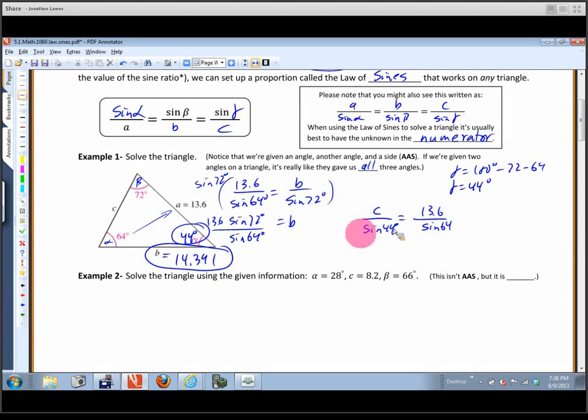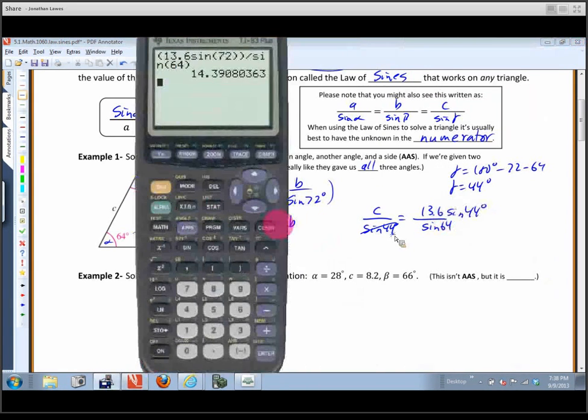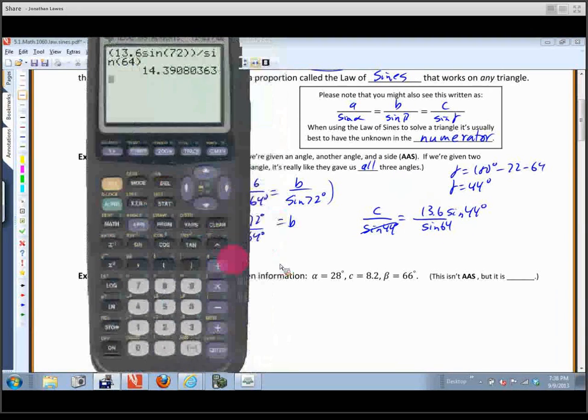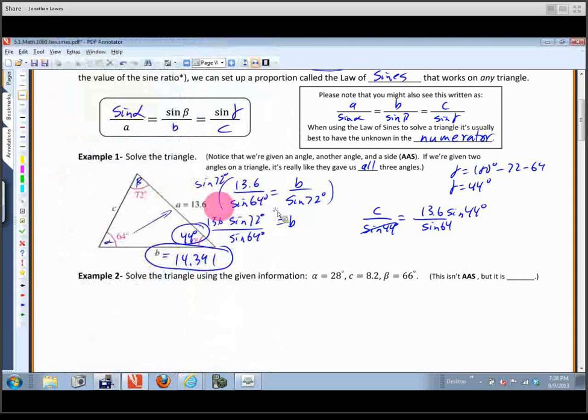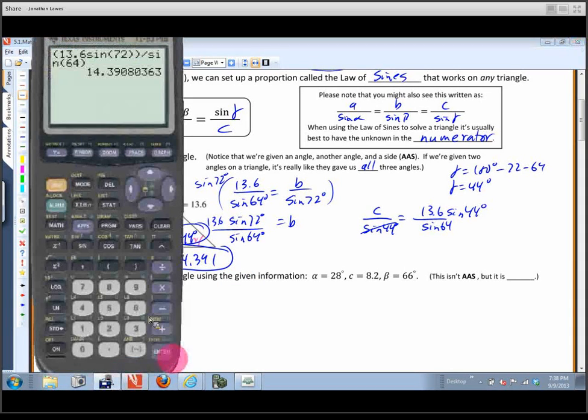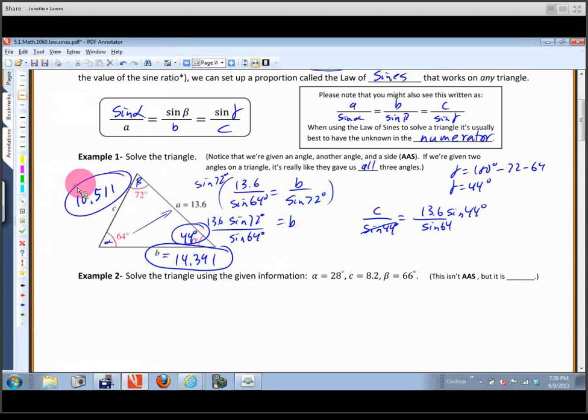Multiply both sides by the sine of 44 degrees. Now the cool part about this is if you're using one of these calculators, I can just recall that command because look at the similarity between these two expressions. Right here and right here. So C equals 13.6 times the sine of 44 over the sine of 64, 13.6 sine of 72 over sine of 64. So very similar format. All I need to do is just recall that command, and I'm going to change this to 44 degrees. Hit enter, and I get 10.511. Okay, so the missing angle was 44 degrees. The two missing sides, side B was 14.391, and side C was 10.51. So we're all set to go there.